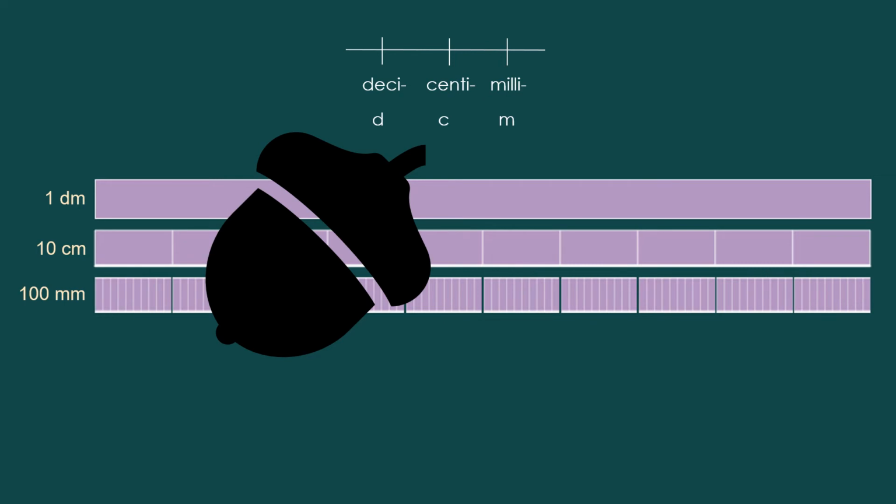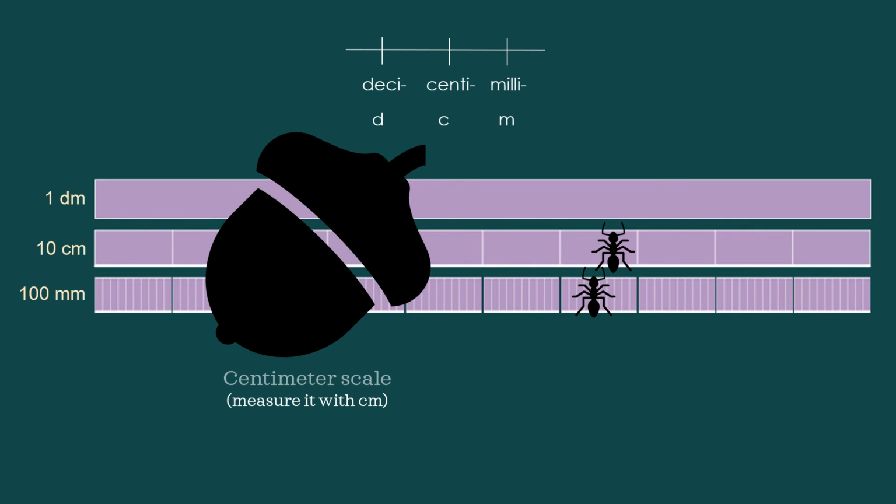You can see that a decimeter is too big. The acorn would only be a fraction of a decimeter large. Millimeters would be really precise. We might have some, I don't know, it looks like maybe 70 millimeters. Centimeters, though, in this instance seems just right. This acorn seems to be a number of centimeters big. So I would recommend using the centimeter scale to measure this acorn.